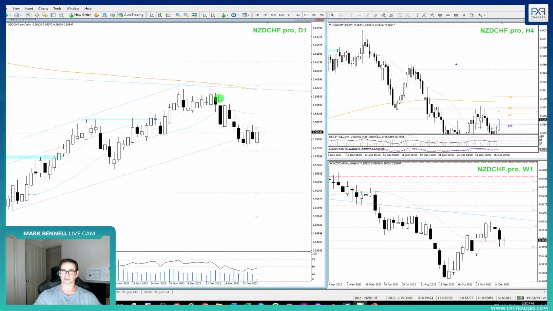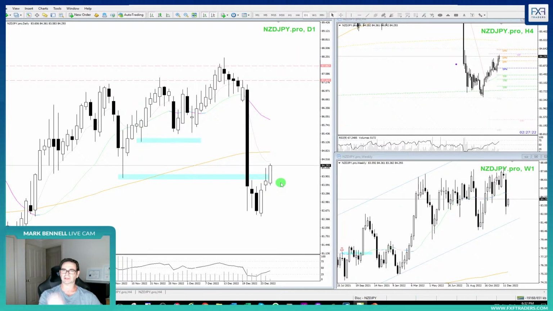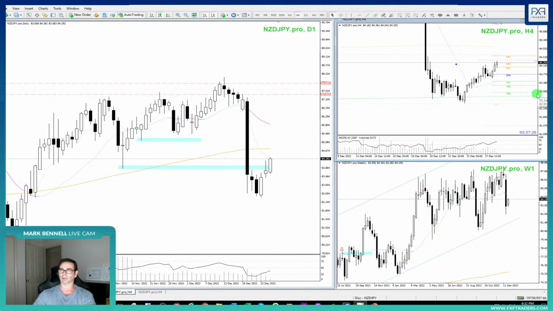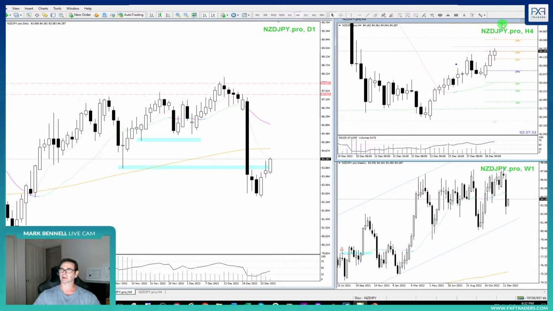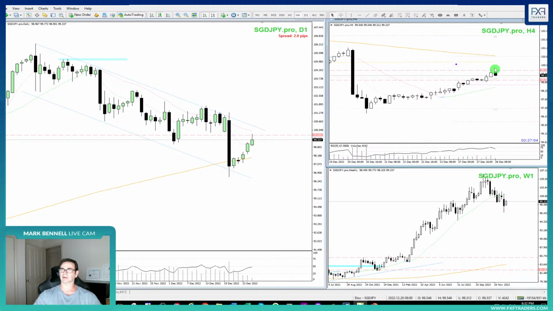New Zealand Swiss as well, look, a little sort of caught up. You know, we had the big outside bar, no follow through, gap down this morning, just messy. If it doesn't sort of stand out straight away, I just leave it alone. New Zealand dollar. So it was one that we didn't like as much on these yen pairs. So you can see it hasn't moved anywhere near as much. Singapore yen, look, getting back. It's kind of done its thing.